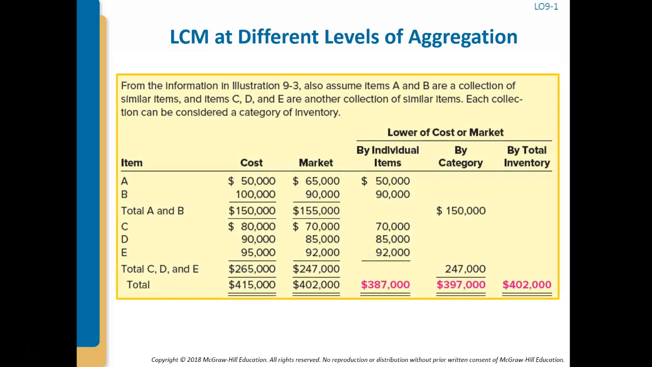The example we just saw calculates LCM on an individual item basis. The LCM method also can be applied to major categories of inventory or to the entire inventory, just like we saw under the LCNRV approach. Inventory using the LCM approach applied by category would be reported as $397,000. If we calculate LCM by total inventory, then the amount to report for ending inventory would be $402,000.